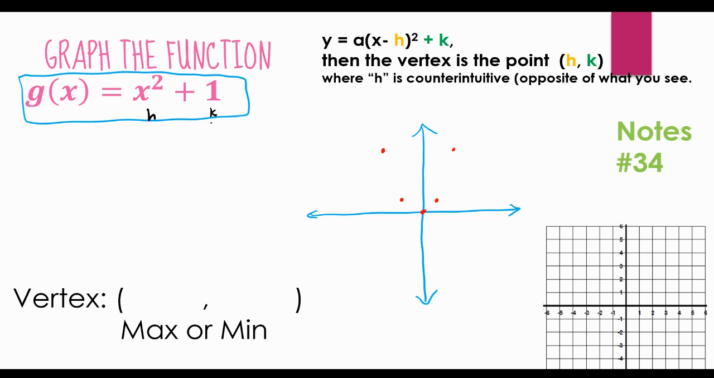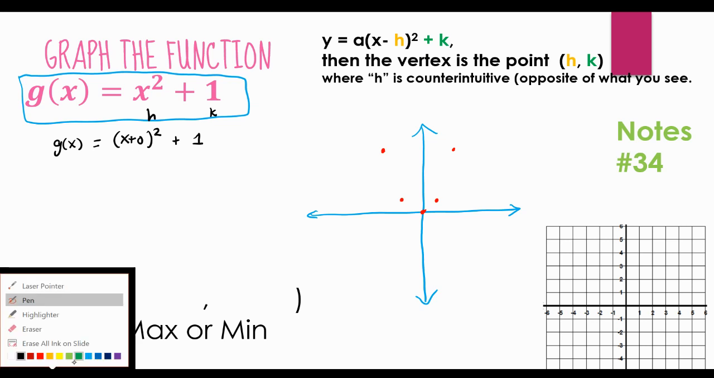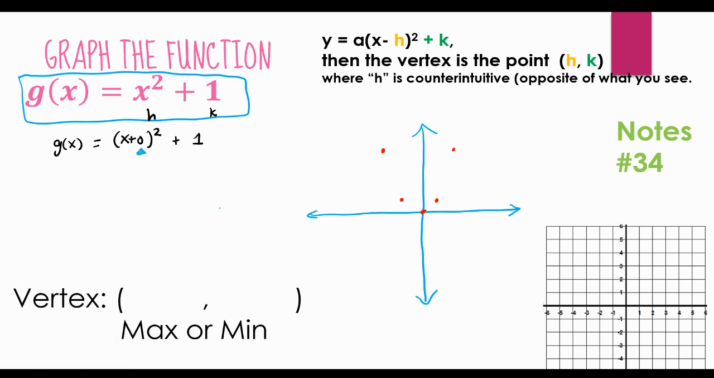K is on the outside. You can kind of think of this as x plus 0 squared plus 1. That would be the exact same thing, because if you added 0 to something, it does not change the value. So now you can visually see that h is a 0. Remember, h is always next to x. K is always on the outside.